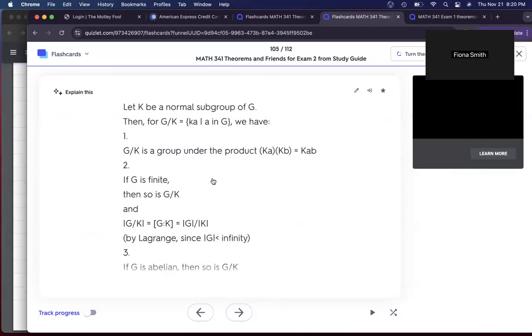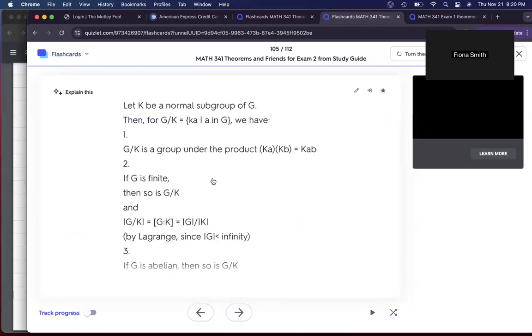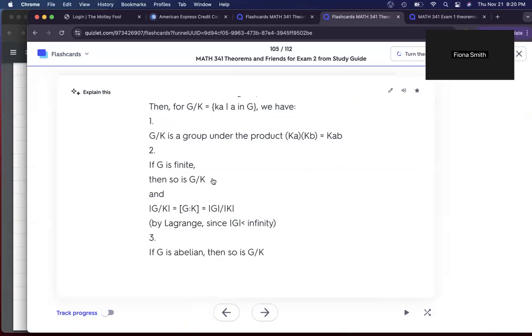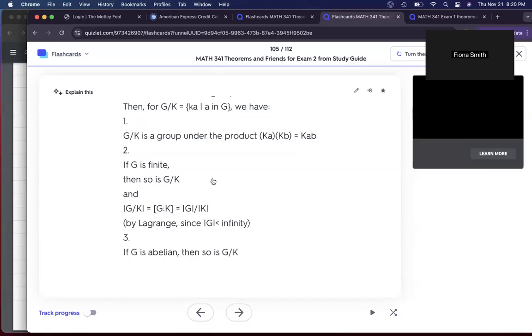If G is finite, then so is G mod K. I kind of said this earlier with that hack, right? If G is finite, then so is G mod K. And if G is finite, then the order of G mod K is the index of K in G, which is the order of G divided by the order of K. So that's like an implication from Lagrange's theorem, since the order of G is finite.